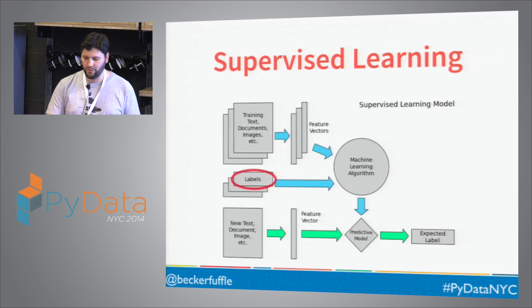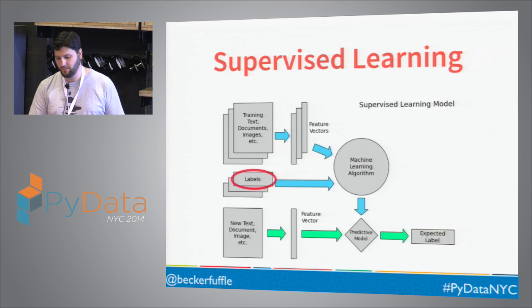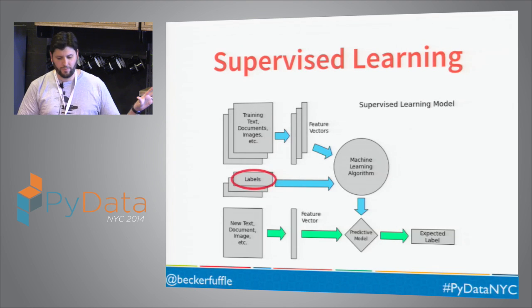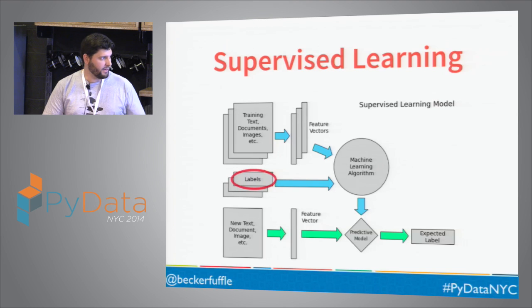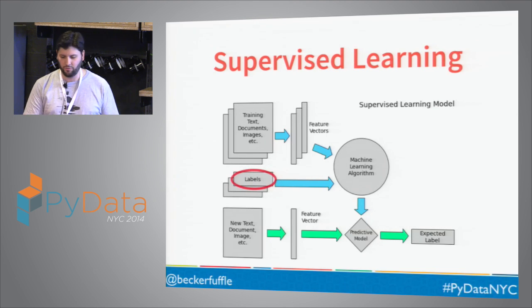You also have some labels for each piece of training data, and in our case, our labels are the languages. You might note how this differs from the k-means and the PCA algorithms that we ran before. They didn't use labels, and that's the difference between supervised and unsupervised learning.